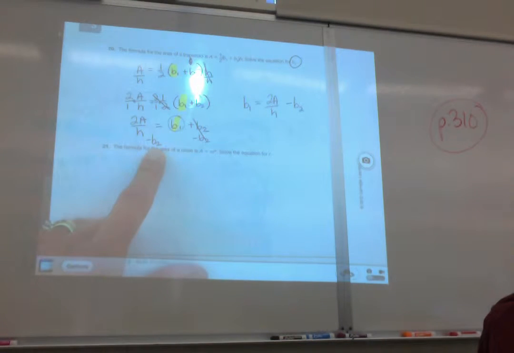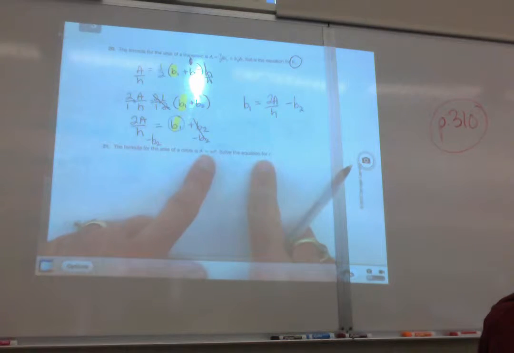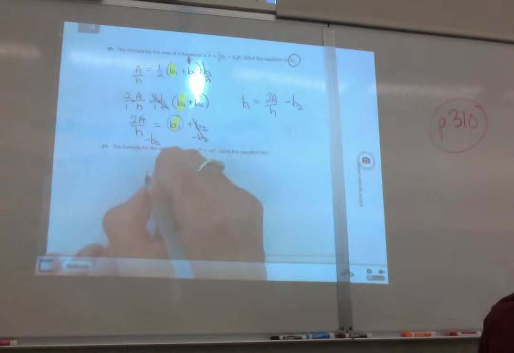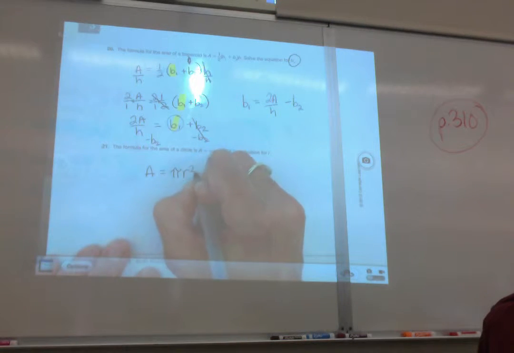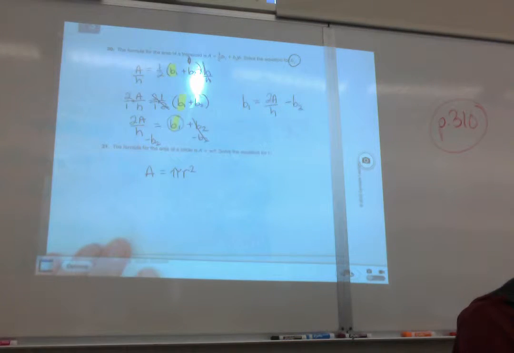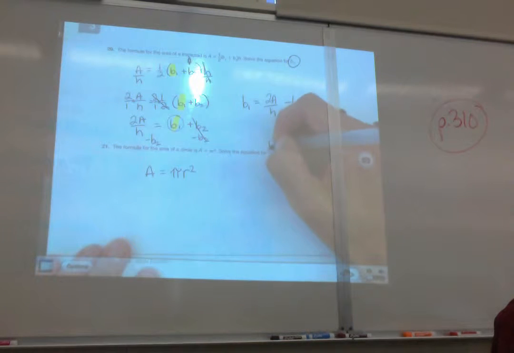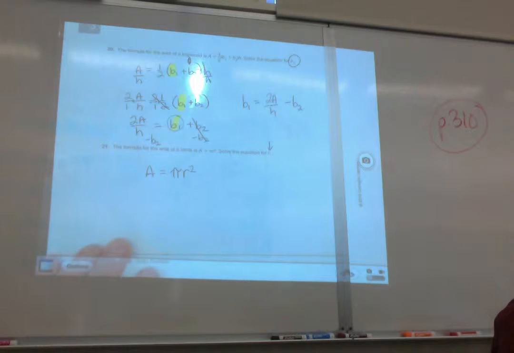This is really confusing. Yeah, but you take it step by step, and the main goal was to get B1 by itself. This one down here, number 21, is more similar to what you did in the quiz. I'm going to write it a little bit bigger. You had one in the quiz that was circumference of a circle. This is area. And again, they want to get r by itself.